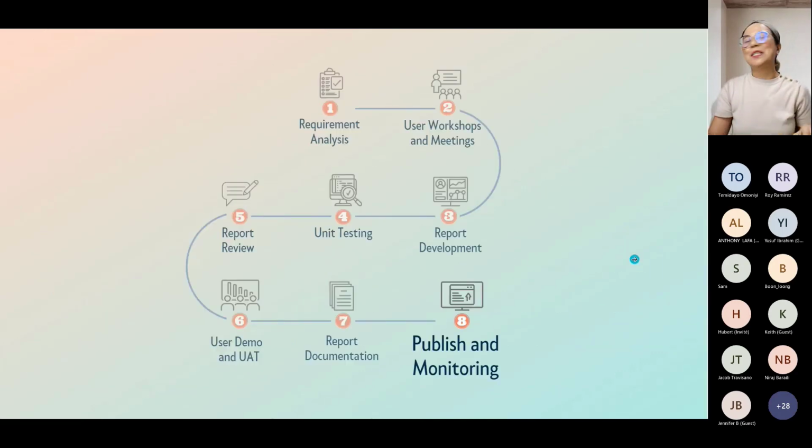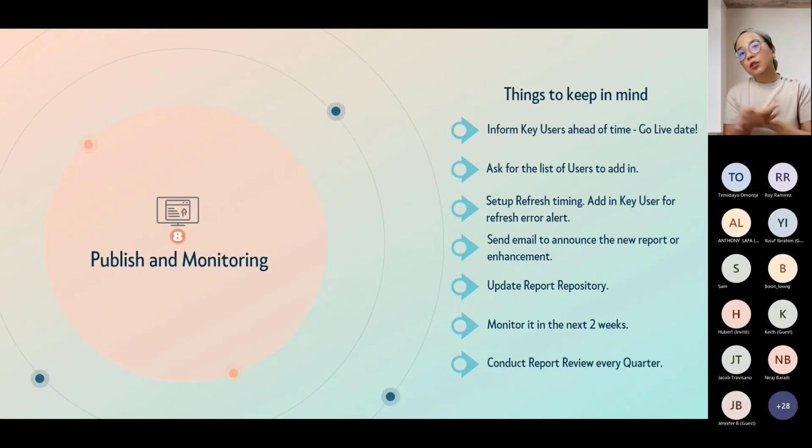Okay. So the last one is going to be publishing and monitoring. Publishing means your user has already confirmed that, hey, Jocelyn, this one is ready, all good. Can we have it published in production? Things to keep in mind: inform your key users ahead of time of the go-live date. Don't just say, oh, you want to publish it? Okay, I'm going to publish it today.